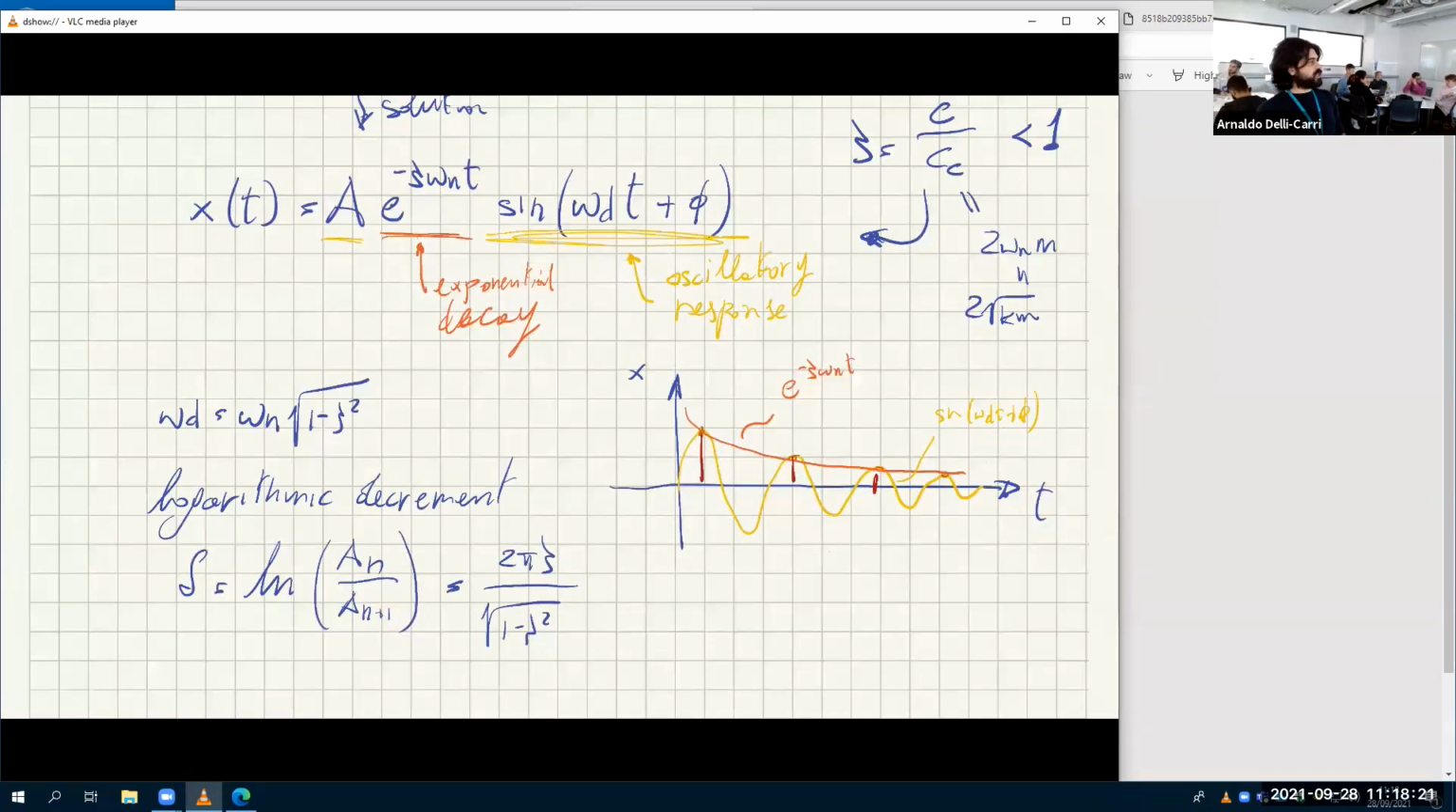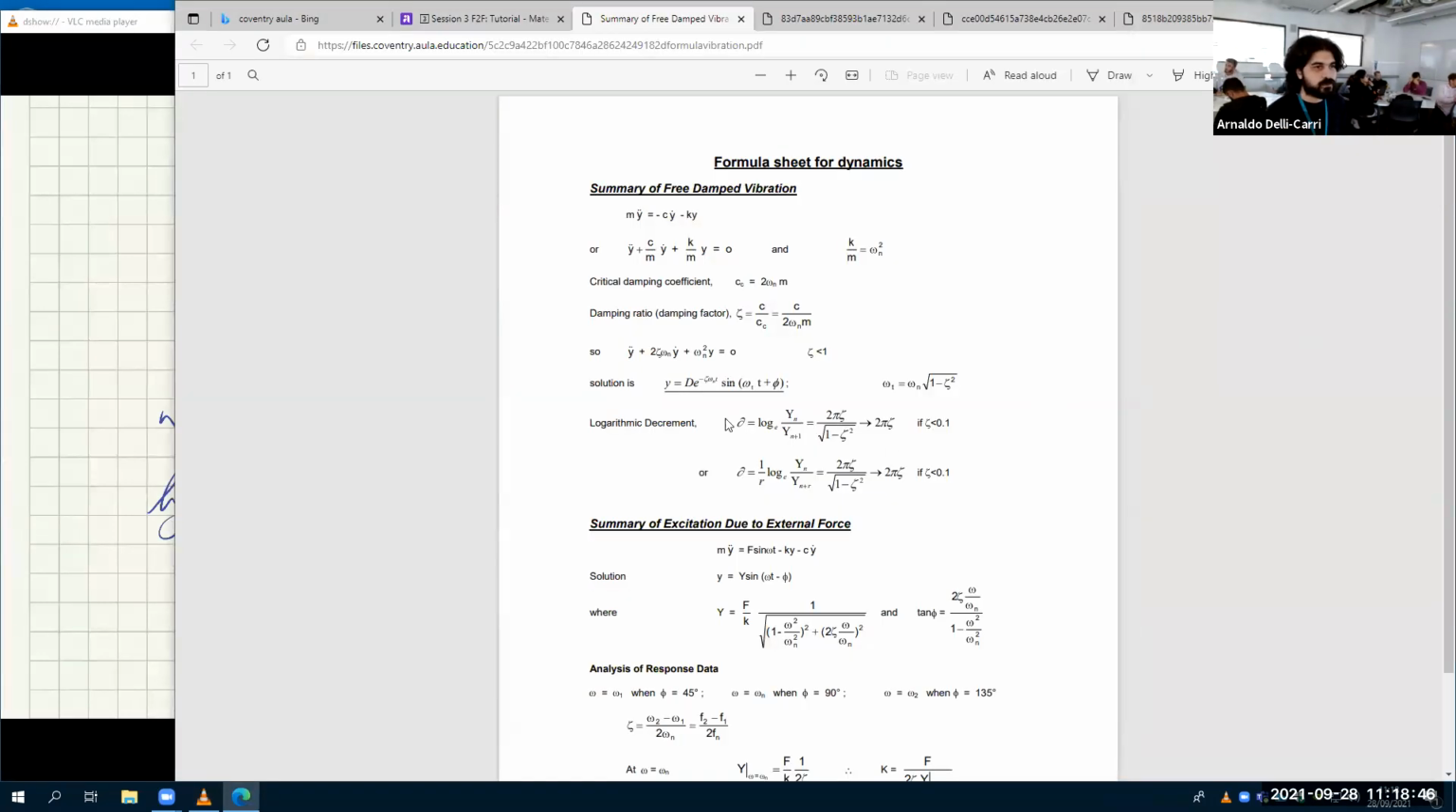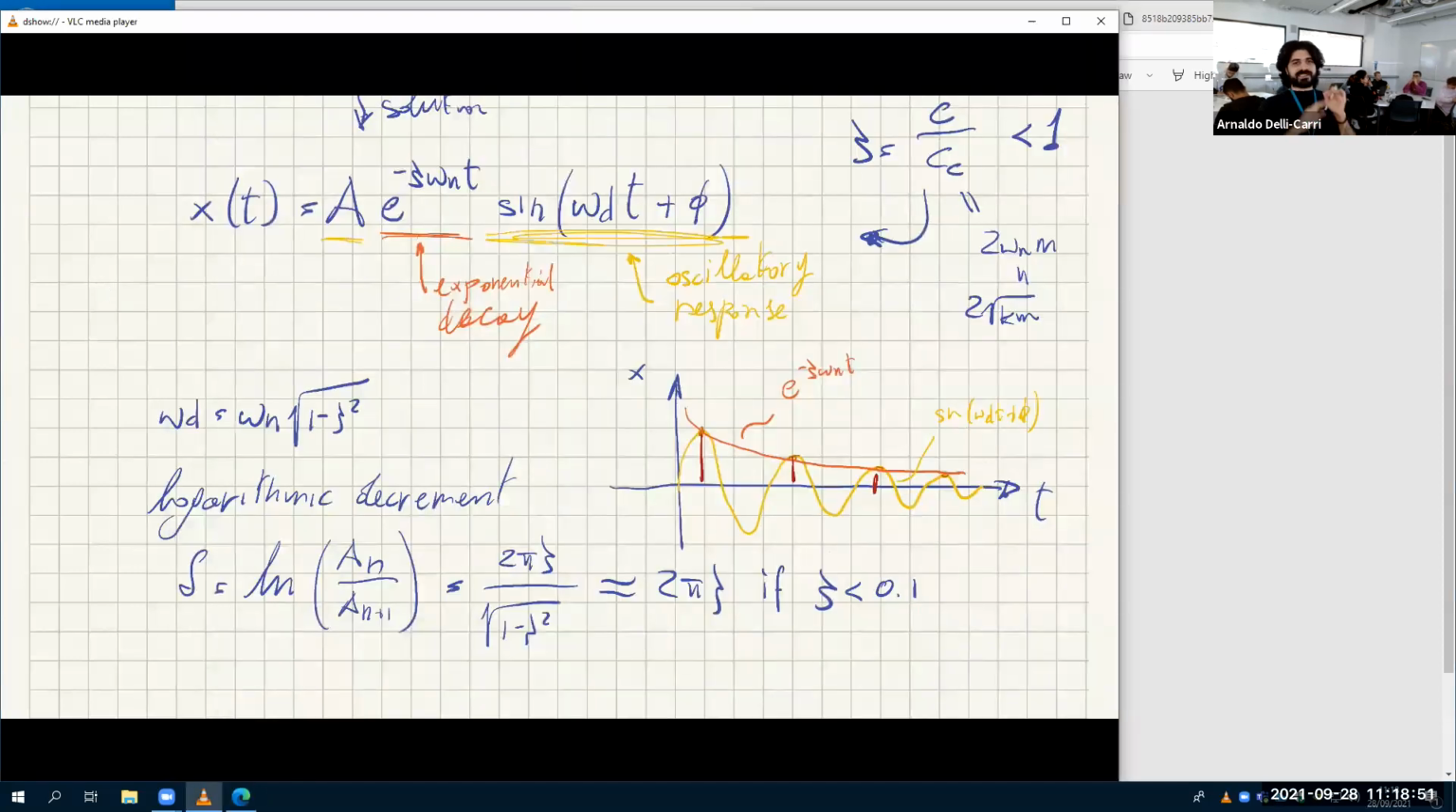And since we know for zeta that is smaller than 0.1, well, this is almost 1. Okay, so 1 minus 0.1 squared. 0.1 squared is 0.01. So that's almost 1. So this can be approximated to 2 pi zeta if zeta is smaller than 0.1. Right? I'm just rewriting what's here. Okay, now this is for successive amplitudes.